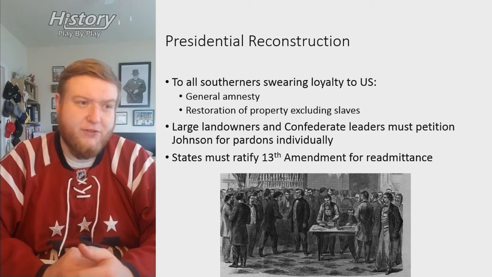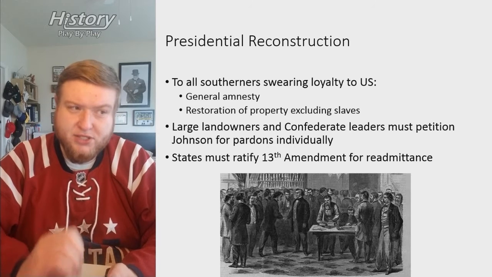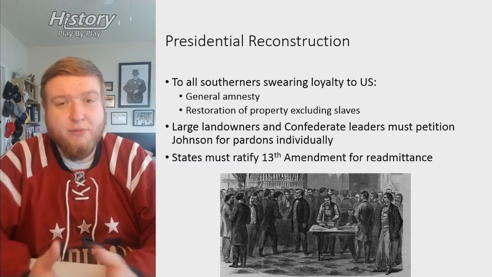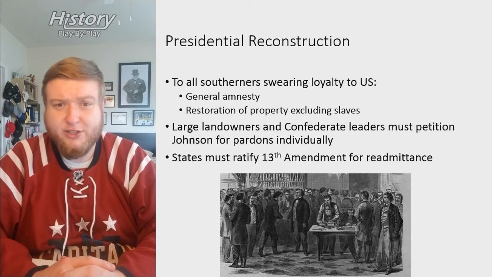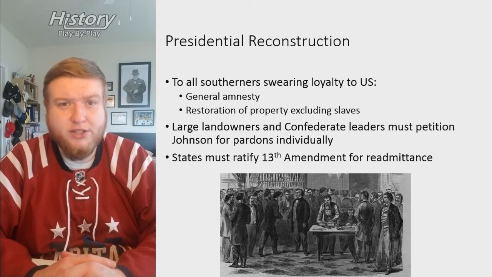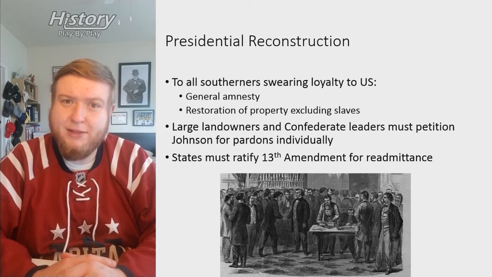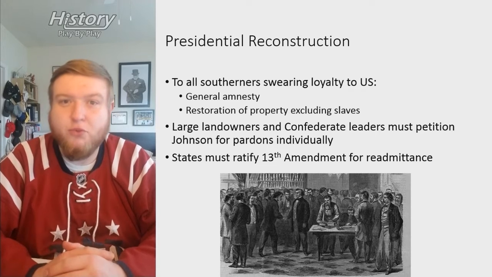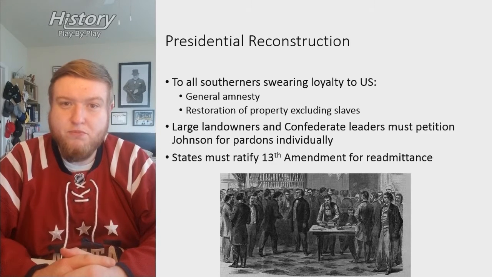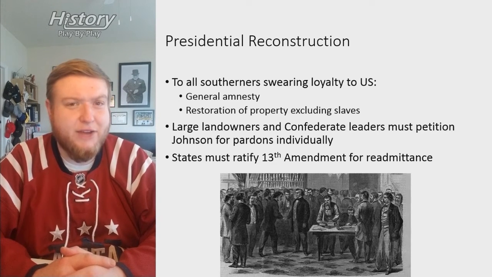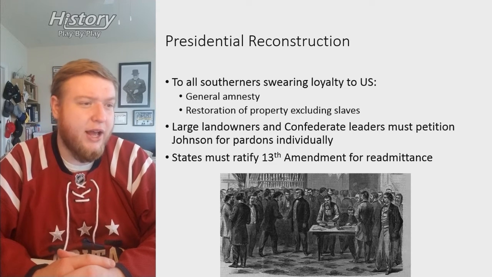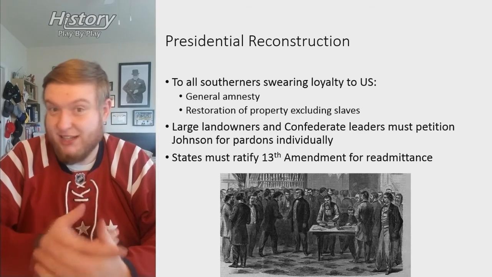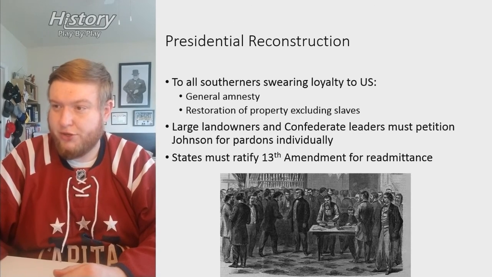Now, here's where Johnson's background perhaps plays a role. Large landowners and Confederate leaders must petition Johnson specifically, individually, for a pardon. They had to ask him for forgiveness, to grovel at his feet, so to speak. And was this Johnson simply trying to get back at all those wealthy plantation owners that he never got to be part of whenever he was younger? I'm sure he definitely enjoyed that piece of it. And states must ratify the 13th Amendment outlawing slavery for readmittance. That's going to be seen in all phases of Reconstruction.